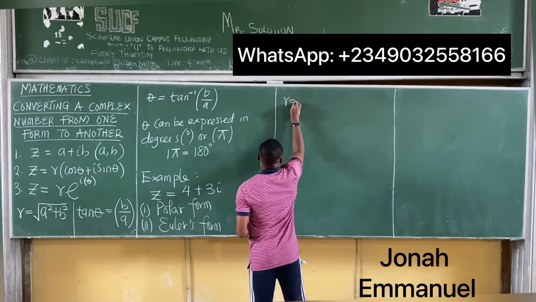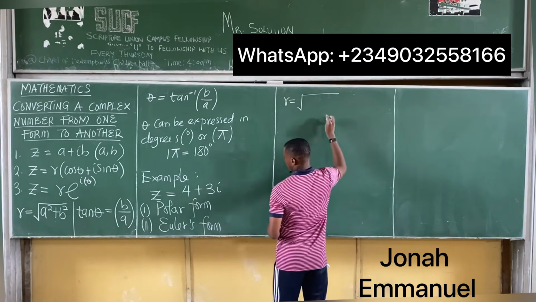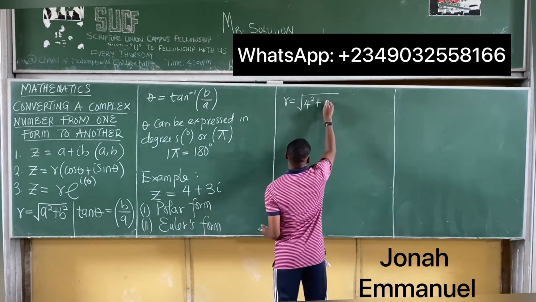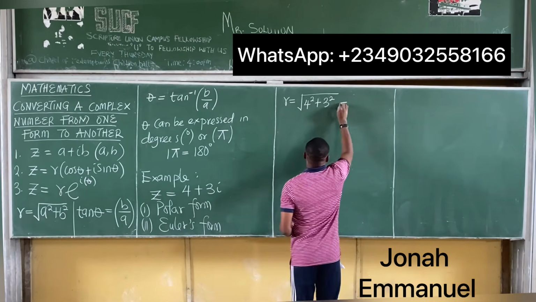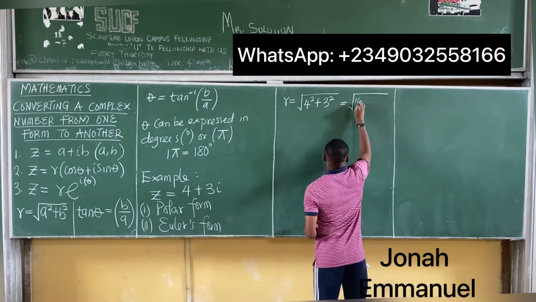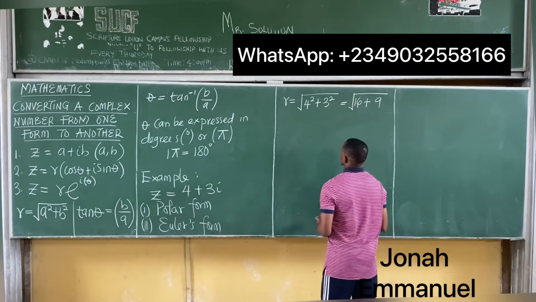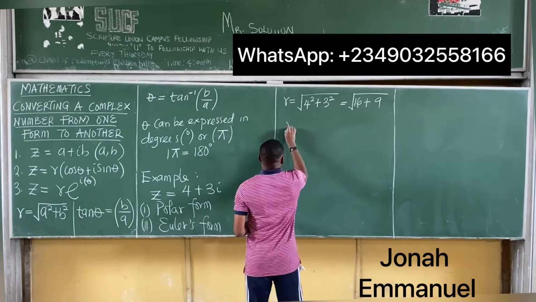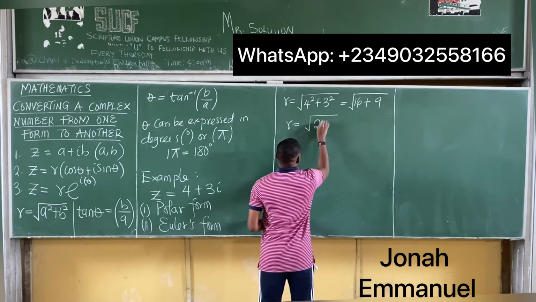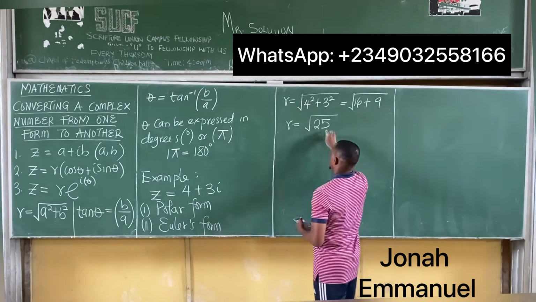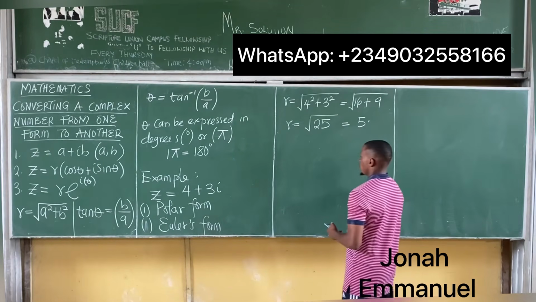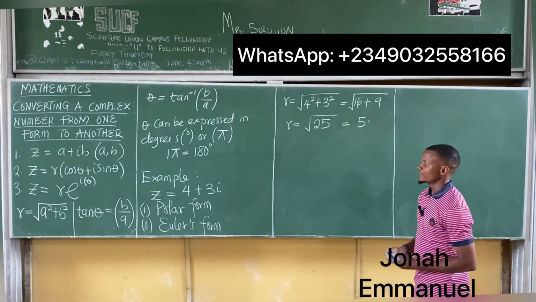So first things first, let's get r. r is equal to the square root of 4 squared plus 3 squared. That's equal to the square root of 16 plus 9. So hence r is equal to the square root of 25. So r is equal to 5. We've gotten the value of the modulus as 5.